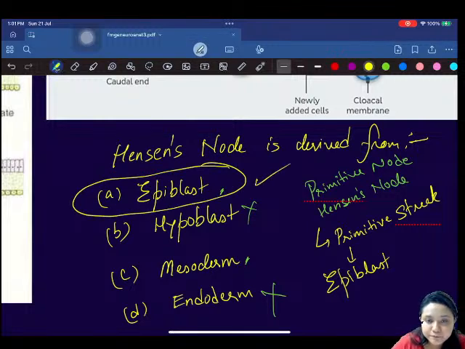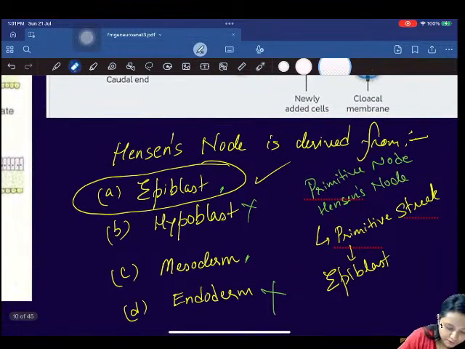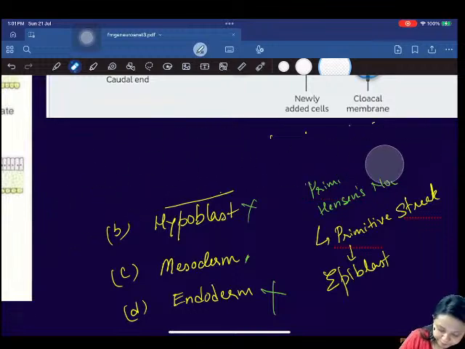Don't confuse Hansen's node with Hübner's membrane. There is a membrane known as Hübner's membrane, and you are getting confused with that. There are two H's in this embryology: one is Hansen's node, one is Hübner's membrane. So the answer is your epiblast. Very easy. And I will ask another question.